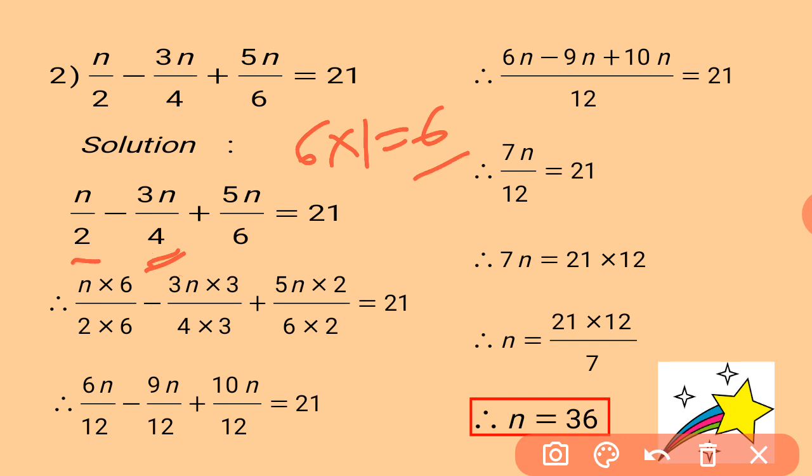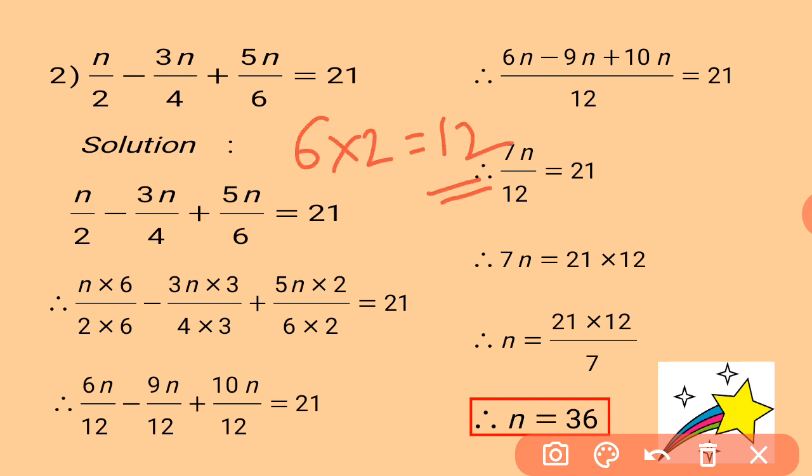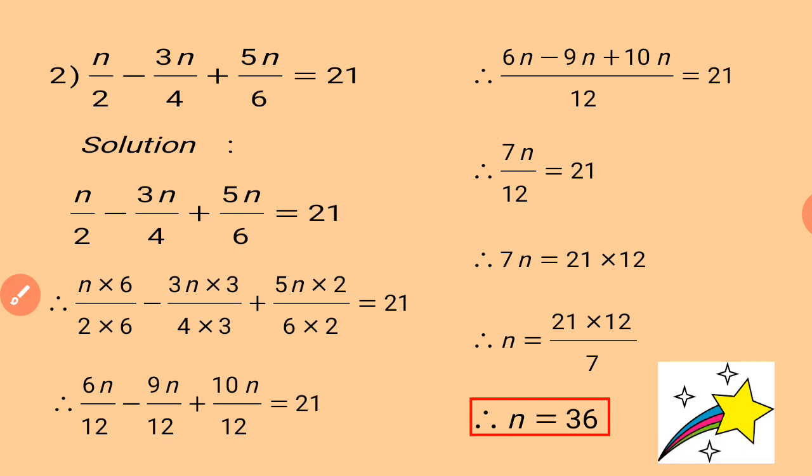So the next step is checking for 6 twos are 12. Now check for 12. 12 is there in the table of 2. It is also there in the table of 4. So our LCM is 12. This is the easiest and oral method of finding the LCM. If you are not comfortable with it, you can write it out on rough side and solve also. Anyhow, the LCM is 12.